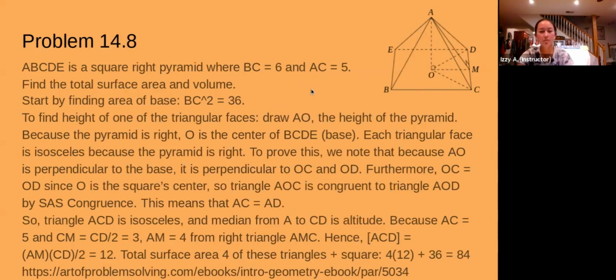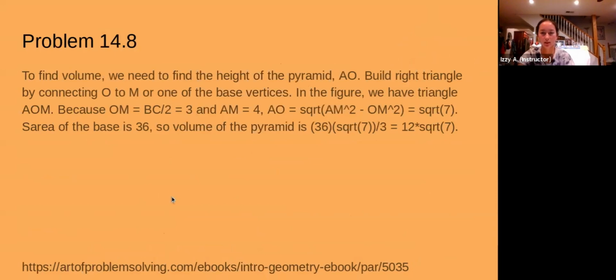So the area of the base is 36, and we multiply 36 times the square root of 7, and then multiply that by 1/3, or divide it by 3, and that's going to be equal to 12 times the square root of 7. That was the explanation. I can leave this up here for a few seconds, and then we can go on to the next problem.